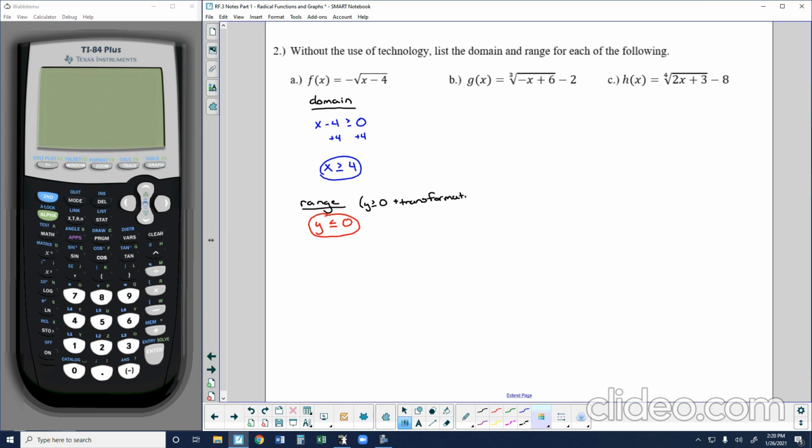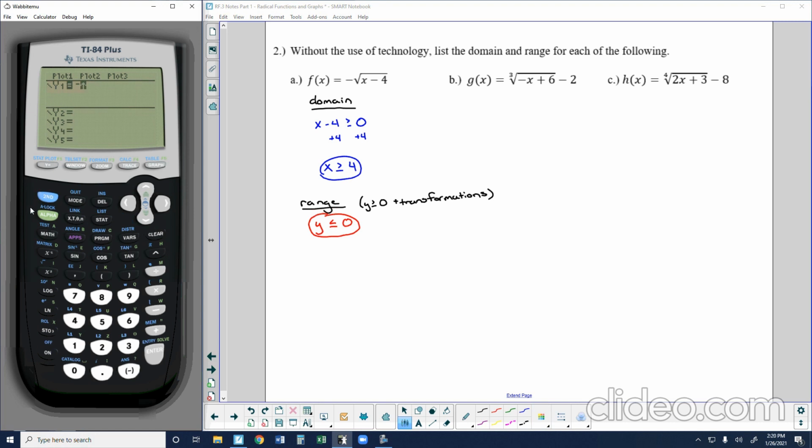Negative square root of x minus 4. Take a look at the graph here. I can see that the domain is anything including 4 and going to the right, and anything for the range including 0 and going down.